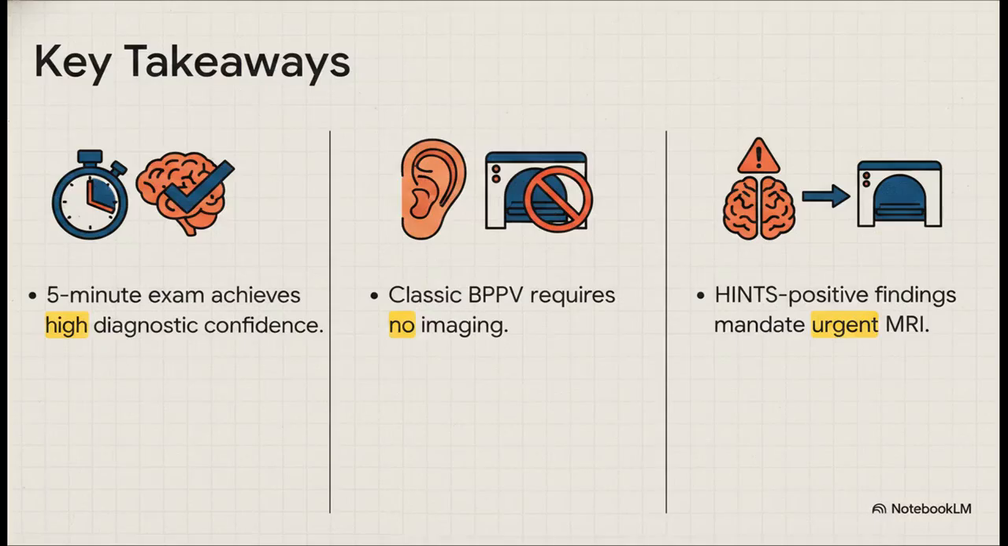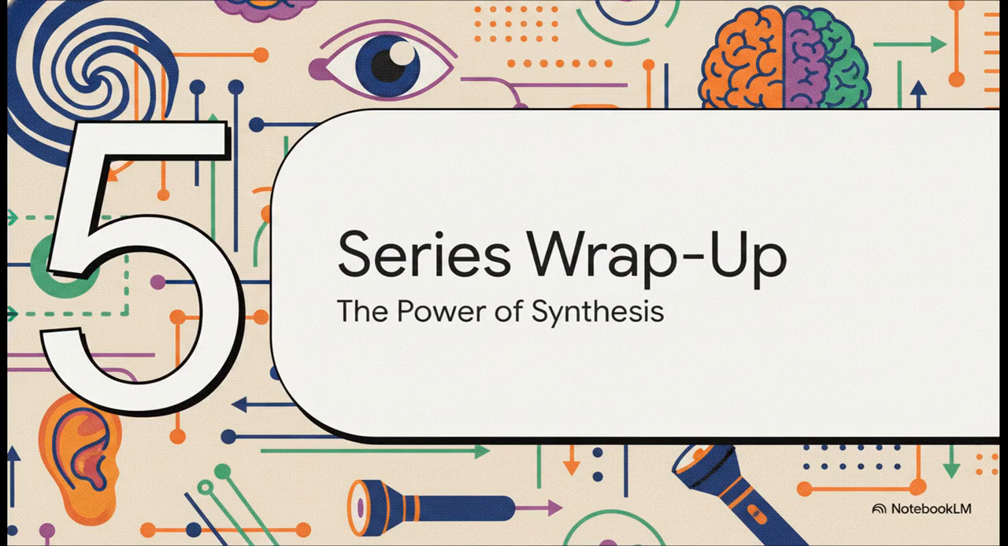So, what are the crucial takeaways from all of this? Let's boil it down. First, this systematic exam is incredibly efficient. We're talking about achieving around 80% diagnostic confidence in just 5 minutes. That's huge. Second, it empowers you. It tells you when you don't need imaging, like in our BPPV case. And third, and most importantly, it screams at you when imaging is absolutely vital to save brain tissue and potentially a patient's life.